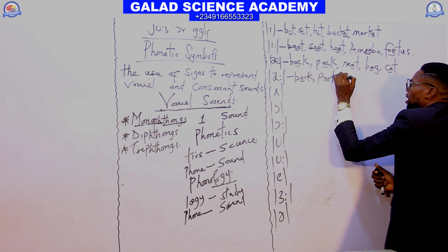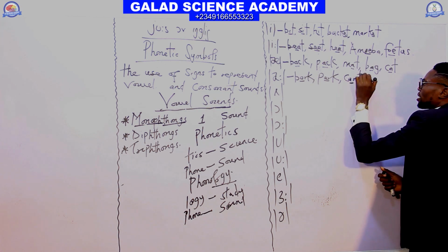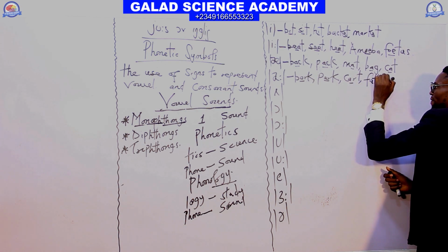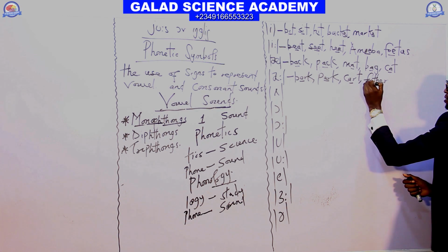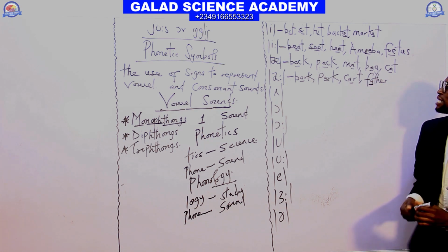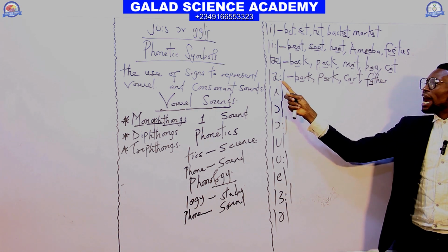Of course, for this long R, I have back, park, cat, father, father. This is what we have for the long R.